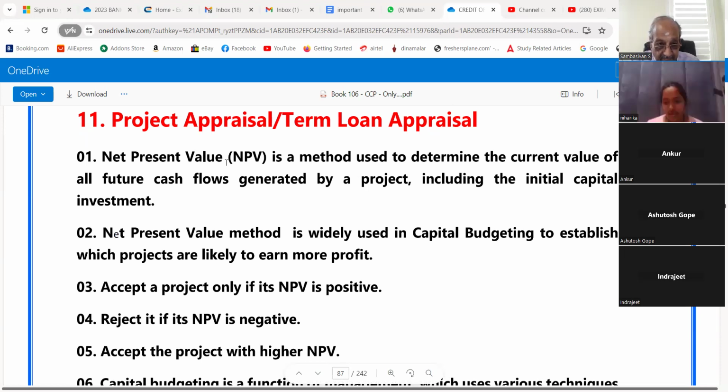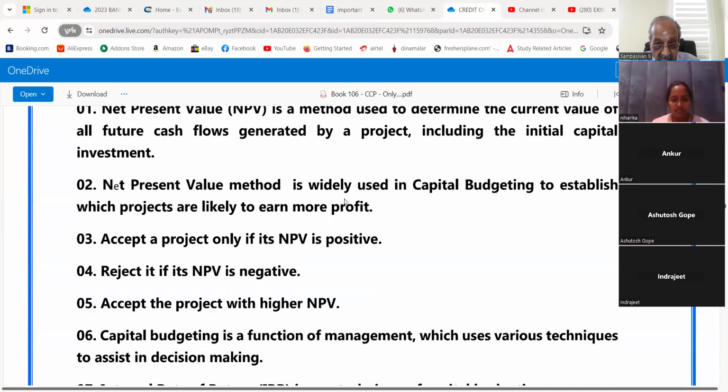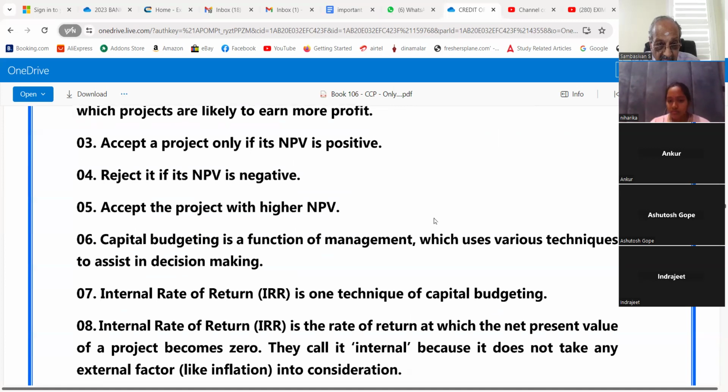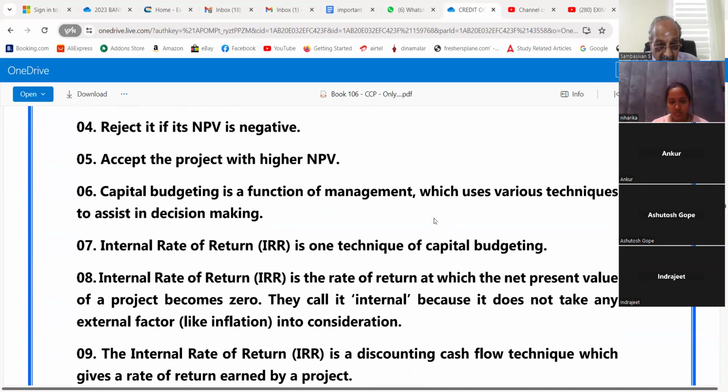Project appraisal, that is, term loan appraisal. Net present value is a method used to determine the current value of all future cash flows generated by a project, including the initial capital investment. Second, the net present value method is widely used in capital budgeting to establish which projects are likely to earn more profit. Third, accept a project only if its NPV is positive. Fourth, reject if its NPV is negative. Fifth, accept the project with higher NPV.